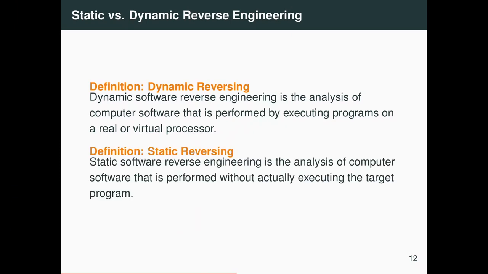So, static versus dynamic reverse engineering. Here are two super boring definitions. We will just read them. Dynamic software reverse engineering is the analysis of computer software that is performed by executing programs on a real or virtual processor. And static software reverse engineering is the analysis of computer software that is performed without actually executing the target program. So this is what we just did. I first started a VM with Windows in it, and then I executed the program and observed what it did. And then I called strings on the program, which doesn't execute the program at all. And I read the output of the helper program, which is strings.